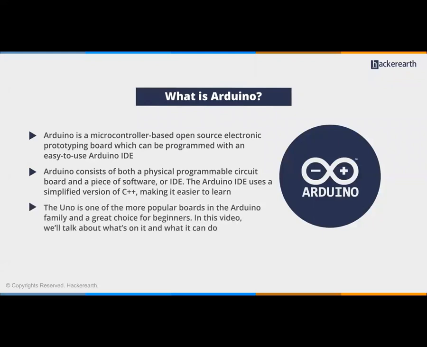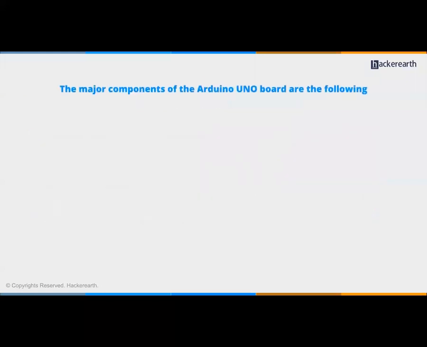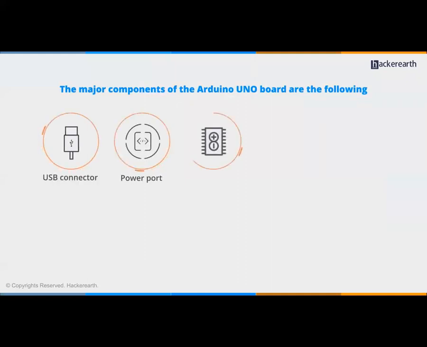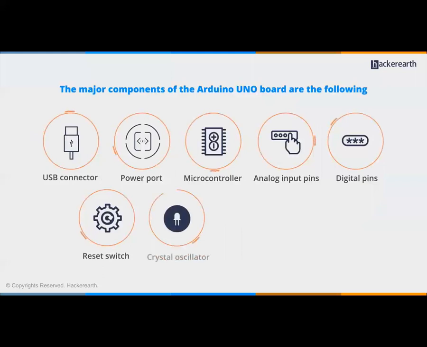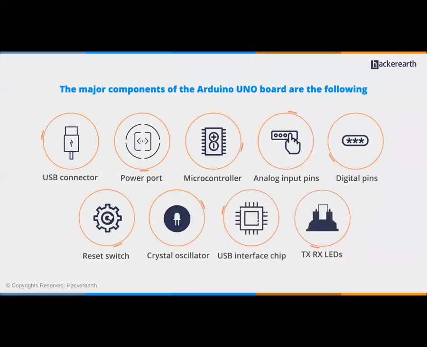The Uno is one of the more popular boards in the Arduino family and a great choice for beginners. In this video, we'll talk about what's on it and what it can do. The major components of the Arduino Uno board are the following: USB connector, power port, microcontroller, analog input pins, digital pins, reset switch, crystal oscillator, USB interface chip, TX/RX LEDs. Now let's take a closer look at each component.